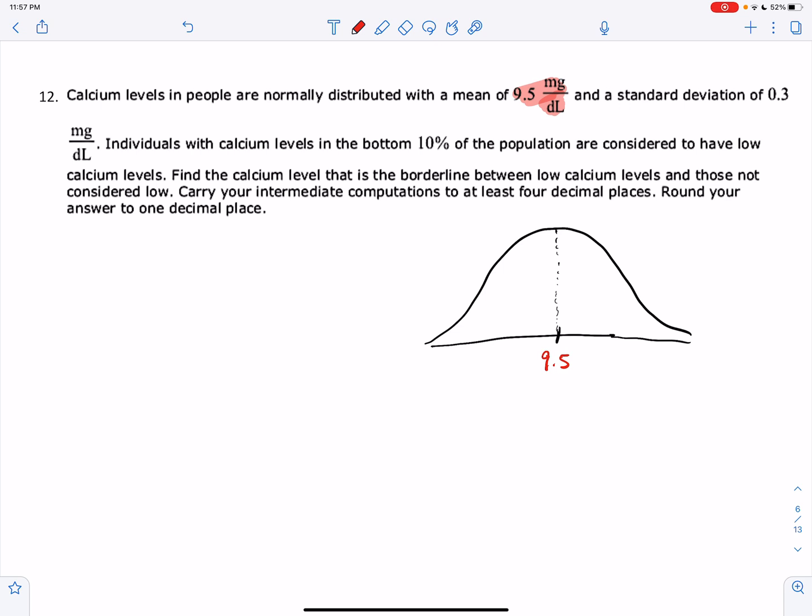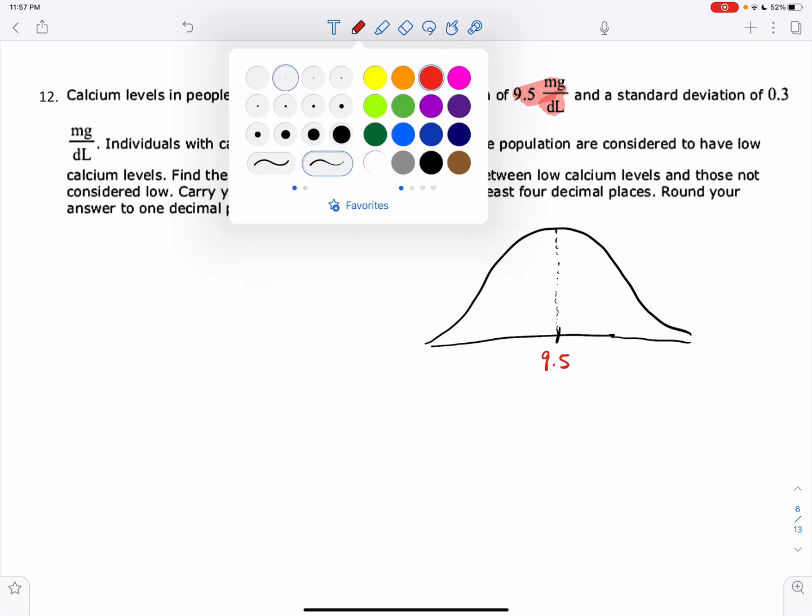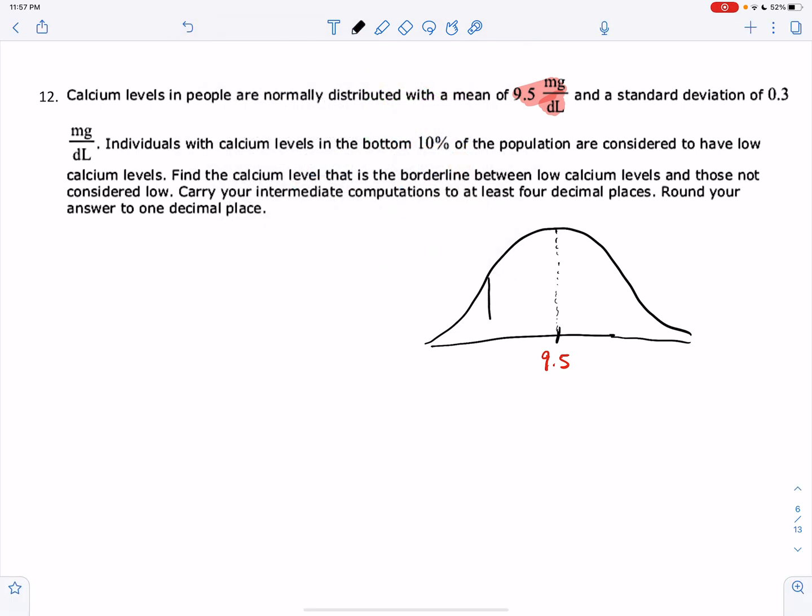Individuals with calcium levels in the bottom 10%. They're talking about the area. This is 10% of the population right here. You could write that as a decimal, right? That's the area, the bottom 10%. Now what we want is to know what this x value is. The problem is I don't have a table that'll tell me that, but I do have a table that'll tell me the z value. So I got to look it up.